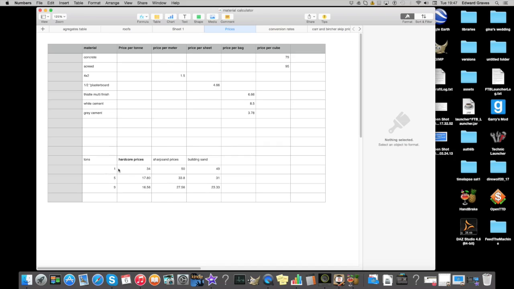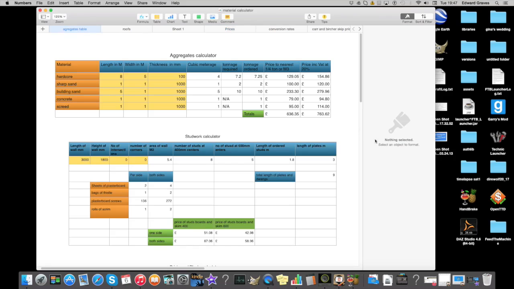Hardcore prices. If you buy a ton of hardcore, it is whatever. I don't know if these are even accurate. They're just numbers I put in. But 1 ton of hardcore costs you £34 a ton. If you buy 5 tons, it goes down to £17 a ton. If you buy 9 tons, it goes down to £16.56 a ton. You know, the more you buy, the cheaper it gets. Fair enough. But how do I make the program know that?